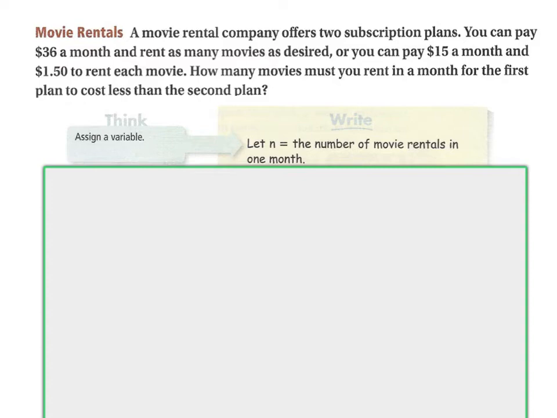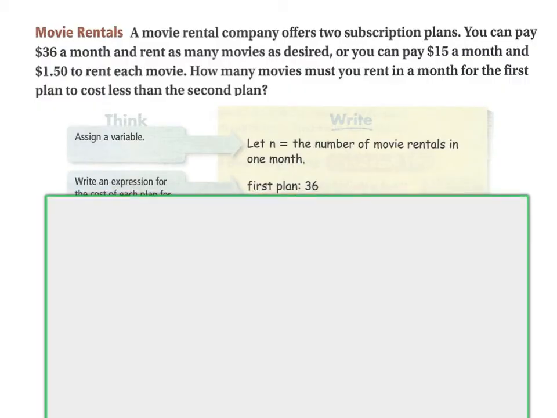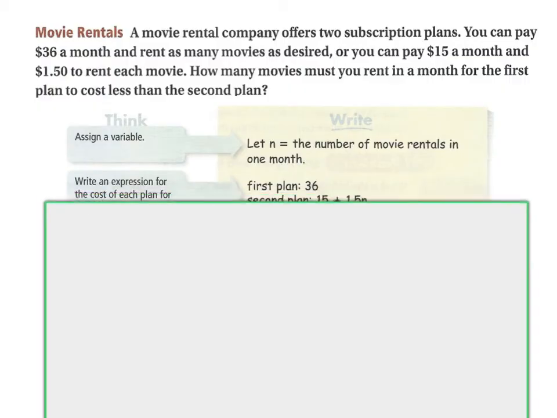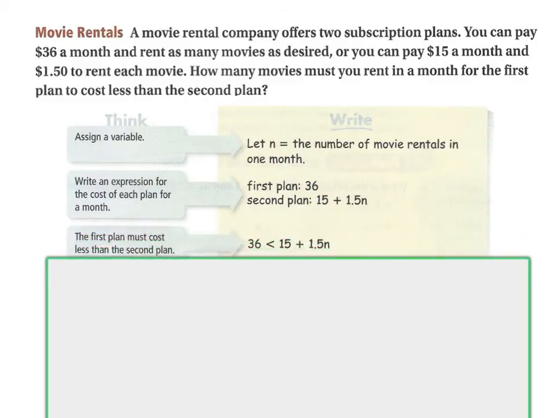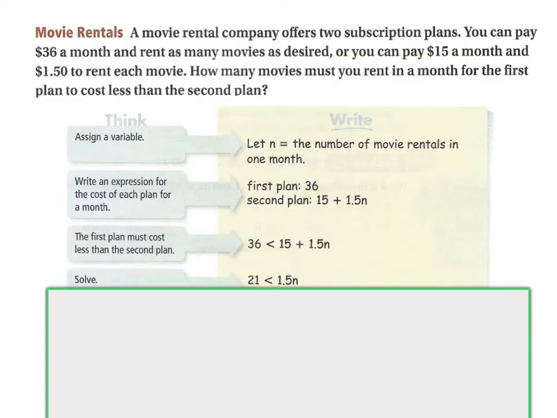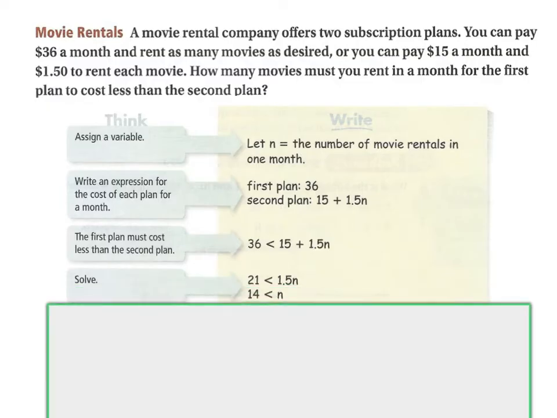Then I'm going to build my two plans, my left side of the inequality, my right side of the inequality. So the first plan was straight 36 with no variable. The second plan was 15 plus $1.50 per movie. So that's 15 plus 1.5 N. Then I go back and reread the question. It says first plan costs less than the second plan, so I put a less than sign. And now it's easy solving. I move the 15 over, I divide by 1.5.